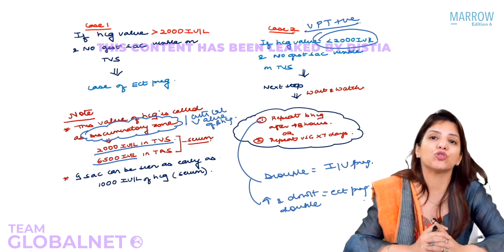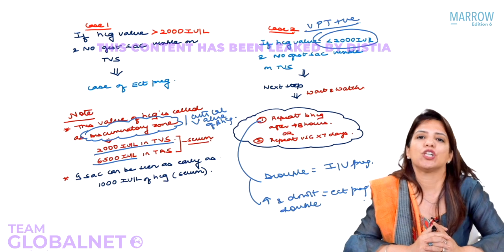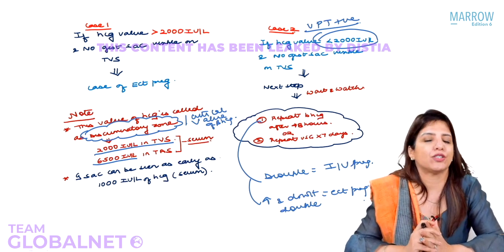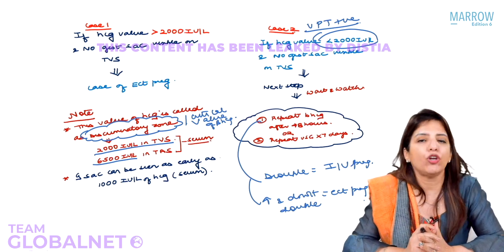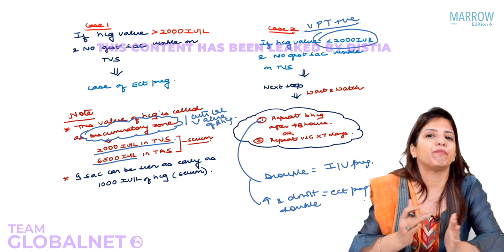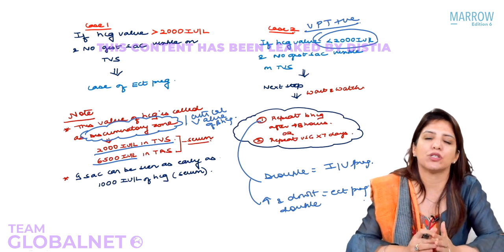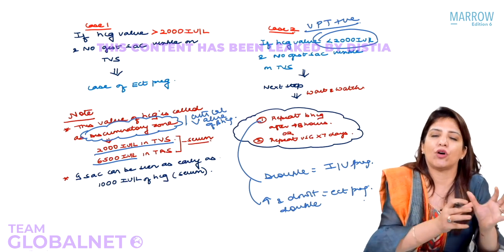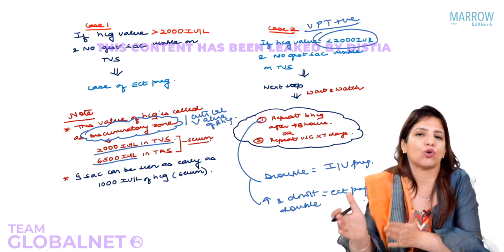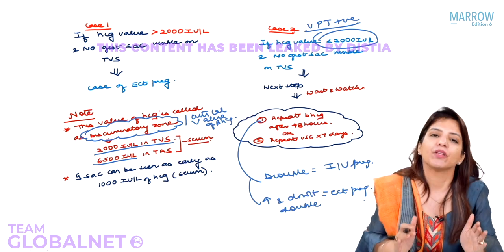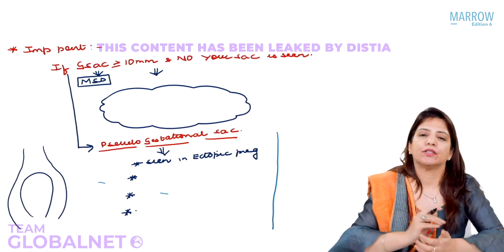And in the options you were given, repeat beta HCG after 48 hours. So this is what you will do. Either you will repeat beta HCG after 48 hours or you will wait for 1 week and repeat ultrasound. Right? Because if beta HCG is less than 2000, I cannot say whether it is a case of ectopic pregnancy or whether it is a case of intrauterine pregnancy. Have you understood? Okay. Next very important point.